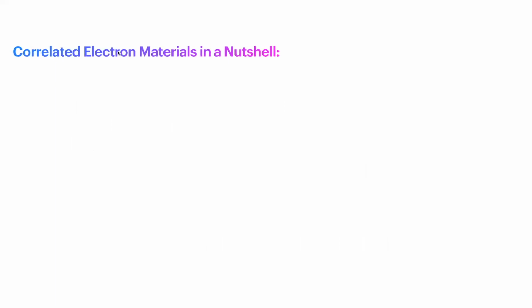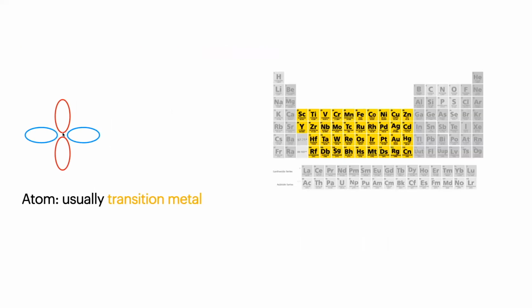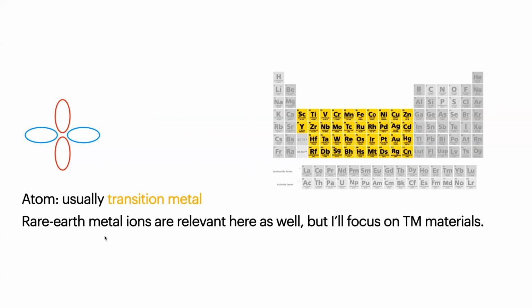So how can we think of correlated electron materials in a nutshell? You can think of an atom, usually a transition metal atom, so one of these atoms over here. You can also think of rare earth metal ions, but I won't discuss rare earth metals here. I'll just focus on transition metal compounds.